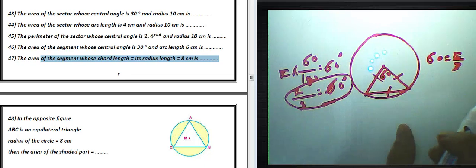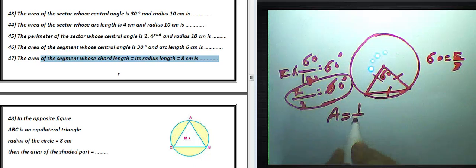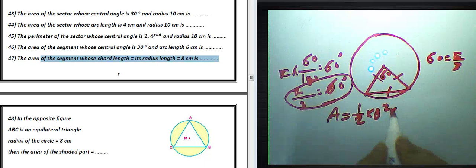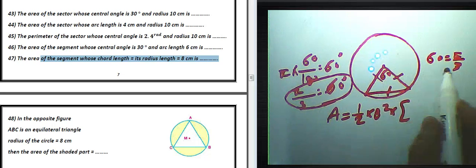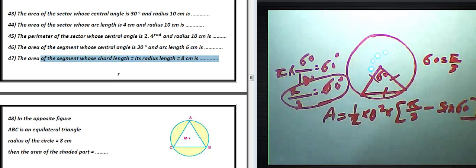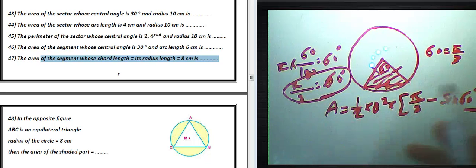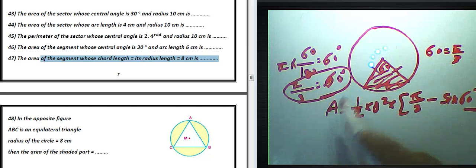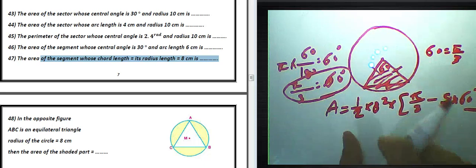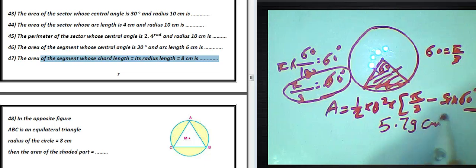Then we can find the area by using the rule. Area equals half radius squared, 8 squared, multiplied by theta in radians, pi over 3, minus sine 60. You can find the result in one step, or you can find the area of the sector by using the rule, and the area of the triangle, and subtract them. The result by using a calculator will be 5.379 square centimeters. Okay, my students, I will complete all questions in the next video.